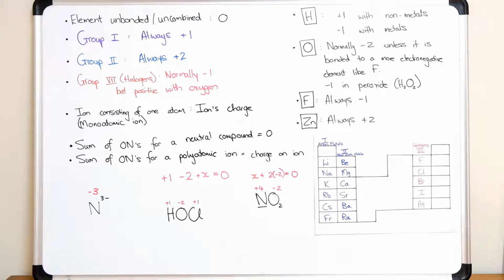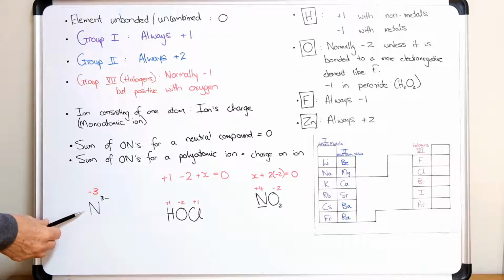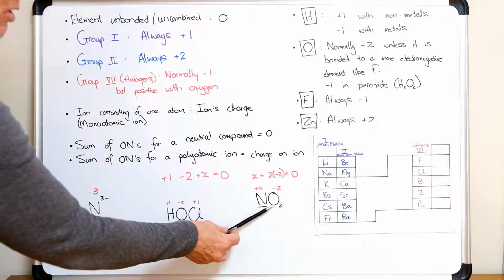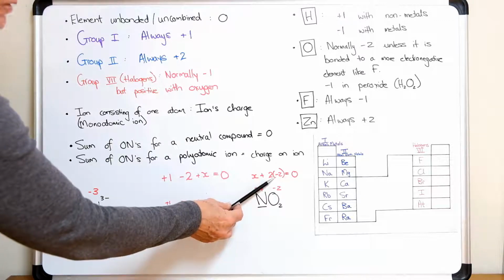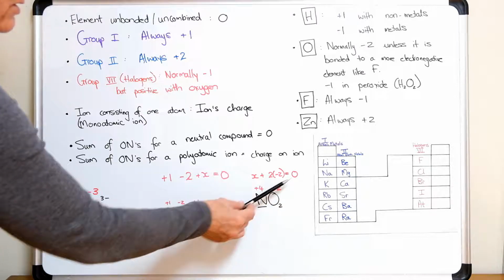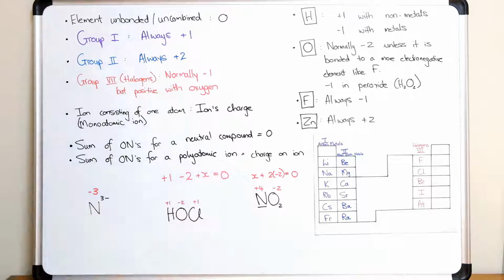We're now going to look at a few assorted examples. Here we have a monoatomic ion. It's just a nitride ion, so the charge is 3 negative, so the oxidation number is negative 3. In nitrogen dioxide, each oxygen has an oxidation number of negative 2. There are 2 of them. The total charge is 0, so I have a 0 there, so x is positive 4.